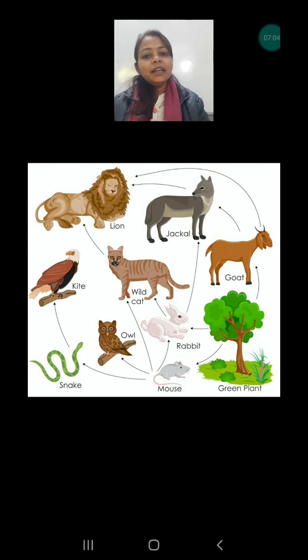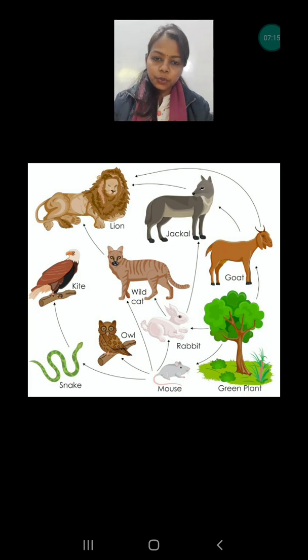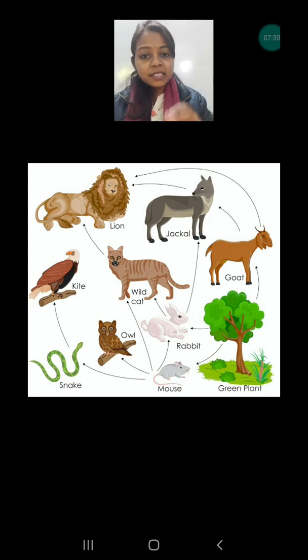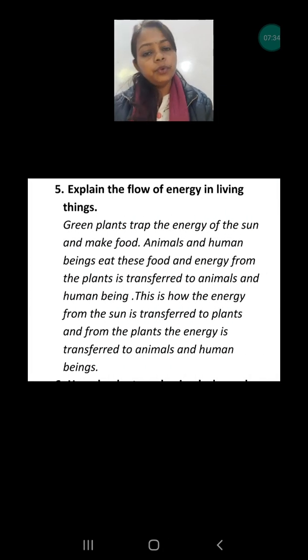Whatever energy the food is storing transfers into us when we eat it. If we eat the vegetable, the energy of the vegetable will transfer to us. And if the vegetables are eaten by the rabbit, the energy from the plant is transferred to the rabbit, and the rabbit has the energy. When the lion eats the rabbit, whatever energy is in the rabbit will transfer to the lion, and this is how the energy flows from one living being to another.